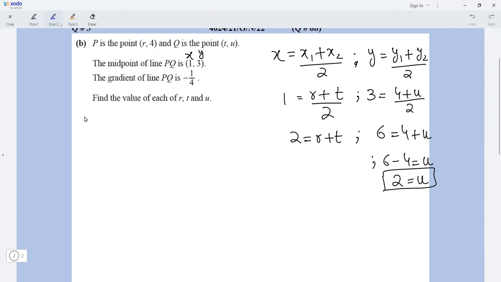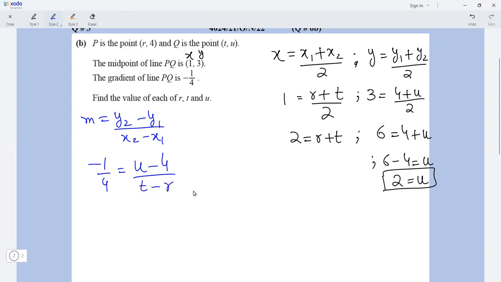So the gradient formula is m equals y2 minus y1 over x2 minus x1. Basically, the coordinates of point P are r and t. So what about the gradient? The gradient in this case is negative 1 by 4, which equals y2, which is u, minus y1, which is 4, whole divided by x2, which is t, minus r.